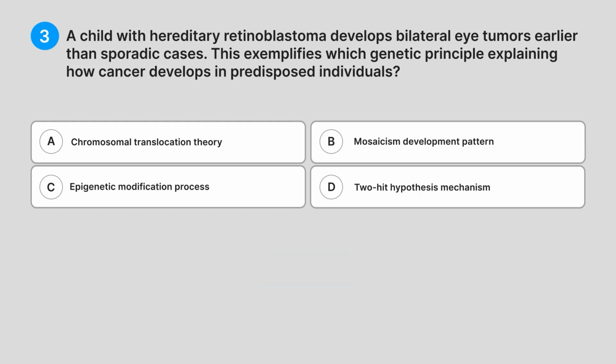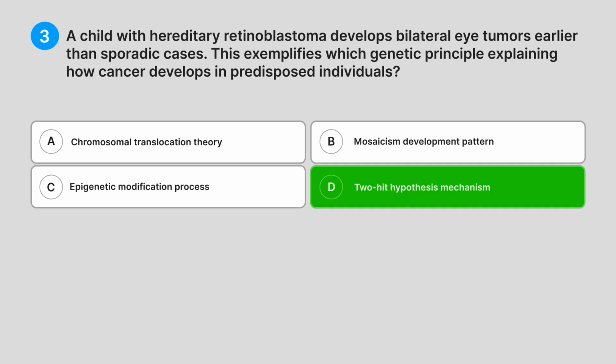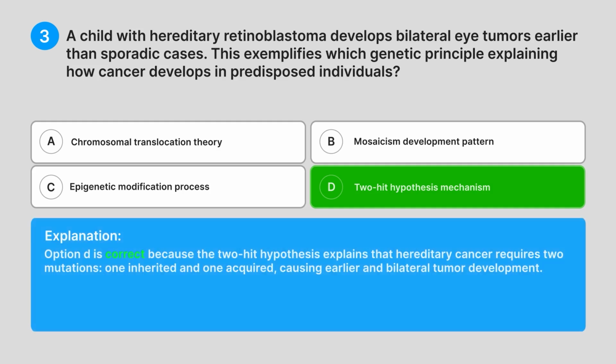Correct answer. D. Two-hit hypothesis mechanism. Explanation. Option D is correct because the two-hit hypothesis explains that hereditary cancer requires 2 mutations, one inherited and one acquired, causing earlier and bilateral tumour development.